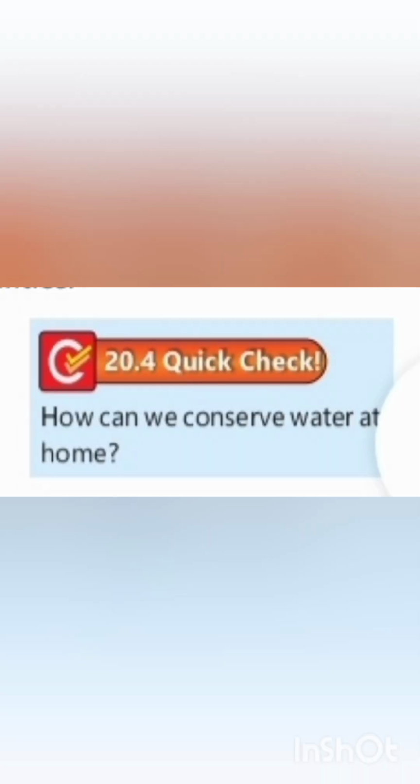Now come to the quick check solution. Question is, how can we conserve water at home? So here is the answer. We can easily conserve water at home by practicing everyday water saving habits.